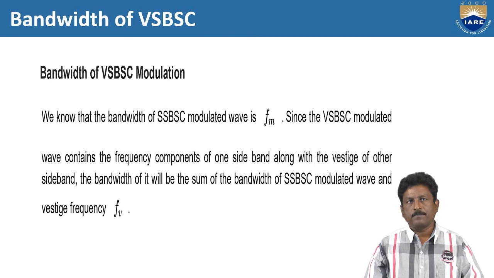Coming to the DSB-SC wave, double sideband suppressed carrier, here also the bandwidth requirement is 2 fm only, because we are transmitting the two sidebands. So there is no difference between the AM modulated wave and the DSB-SC wave in bandwidth. Both cases are the same. Why? Because in both cases we are transmitting two sidebands. In the case of AM modulation, we are transmitting the two sidebands as well as the carrier signal.